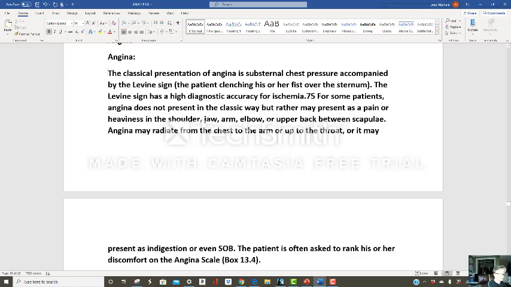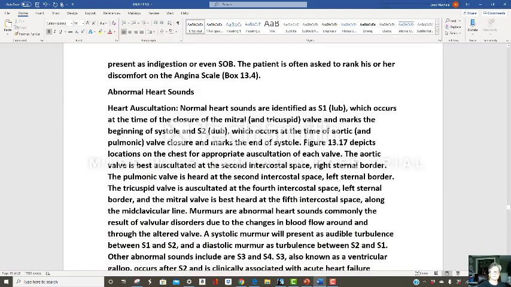For some patients, angina does not present in the classic way but rather may present as a pain or heaviness in the shoulder, jaw, arm, elbow, or upper back between the scapulae. Angina may radiate from the chest to the arm or up to the throat, or it may present as indigestion or even shortness of breath. The patient is often asked to rank his or her discomfort on the angina scale.